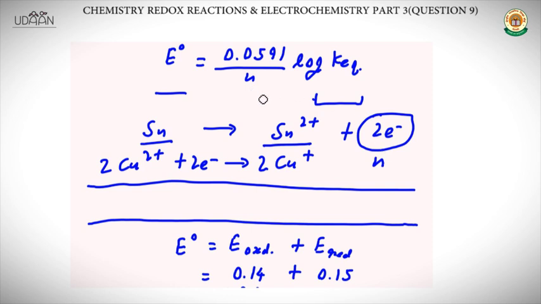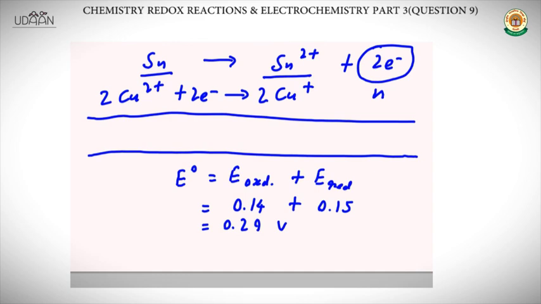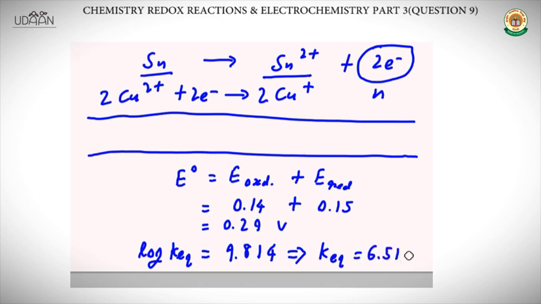So by putting the value of n equal to 2 here and the value of E as 0.29 here, and by simple calculation of these quantities, we can get the value of log K equilibrium equal to 9.814. Yeah, you can try this out yourself and see what value you get. Just confirm. And just by taking the antilog, we can get the value of K equilibrium, which would be 6.51 into 10 to the power 9. Alright. Hence, this is our final answer. Alright. Yeah. So we'll move on to the next question.